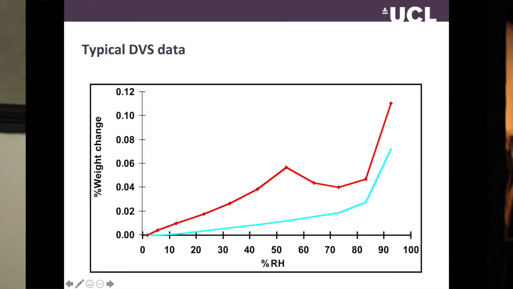Very good. On the screen in front of you are some typical DVS data that you might record for a pharmaceutical powder. There's two lines, one in blue and one in red. The reason I've got two sets of data on the same axes is because there really are very few things that can happen in a DVS experiment if you're running a pharmaceutical sample. That makes your life a lot easier when it comes to interpreting the data, because there's very little that can actually happen. So the reason I've got two examples on here is because they are the two most common types of sample that you might study.